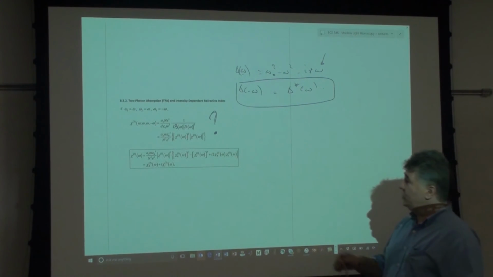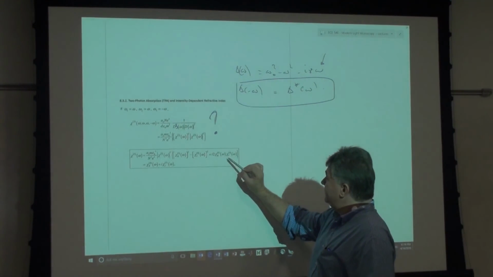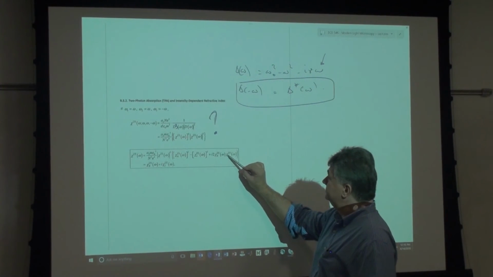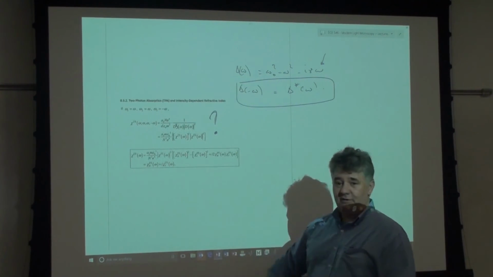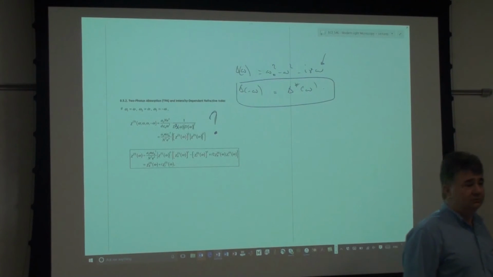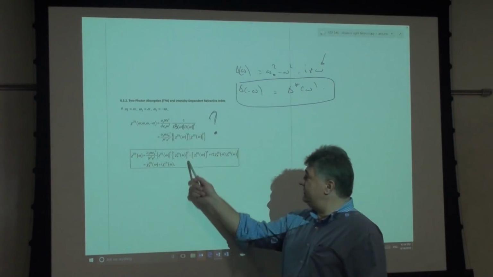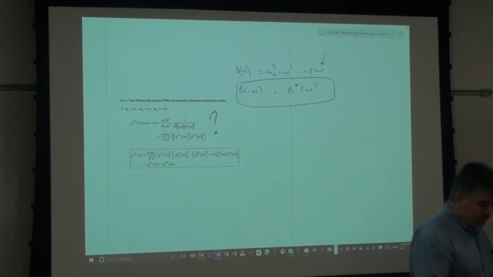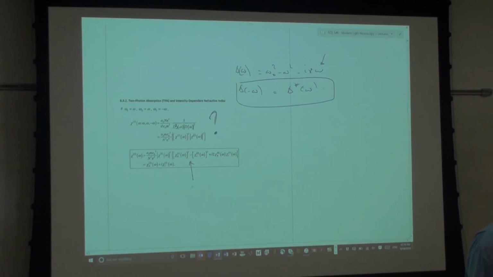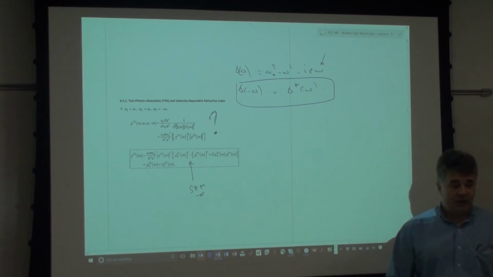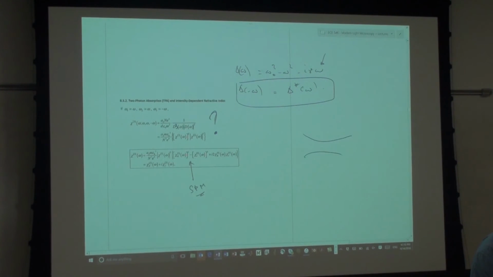So this is 2-photon absorption. And you can think of this like 2-photon refraction if you want, but you don't have to. So this gives rise to what's called self-phase modulation. So imagine as a beam propagates through a crystal, at the higher intensity point you generate a refractive index profile that follows that intensity.